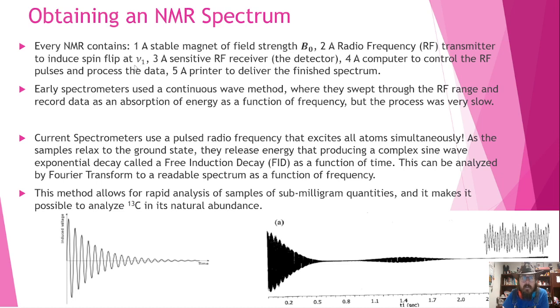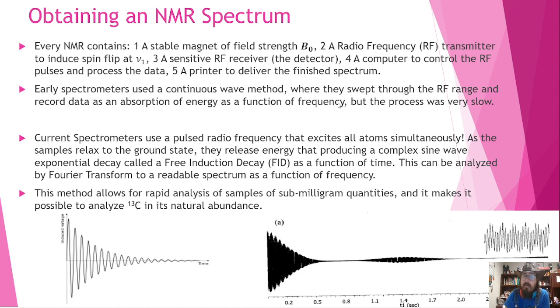a radio frequency transmitter that we use to excite all the atoms, to spin flip, and a sensitive RF receiver, the detector, and a computer that's going to control these pulses, and finally a printer that's going to deliver the spectrum so we can read it.